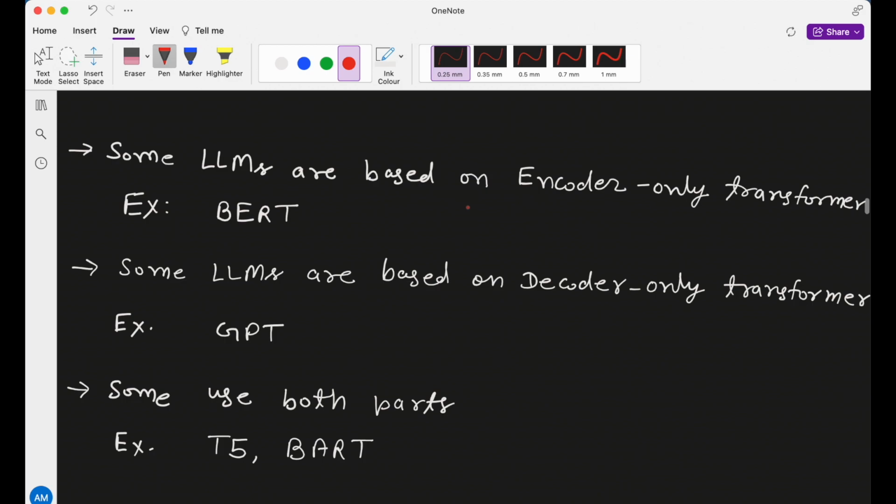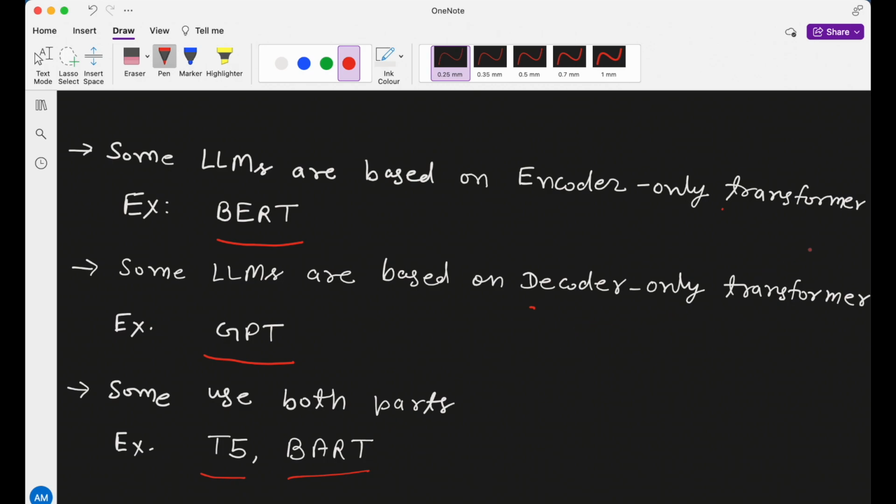Now some of the LLMs are based on encoder-only transformers, which means some of the LLMs use only the encoder part of this particular transformer. For example, BERT uses only the encoder part, and some LLMs use only the decoder part. For example, GPT-3, GPT-3.5 or GPT-4, or any models which are based on GPT-3. All those LLMs use only the decoder part. They do not use the encoder part at all. And some LLMs use both the encoder part and the decoder part. For example, T5 is one LLM, and BART is another LLM which uses both parts of this transformer architecture.